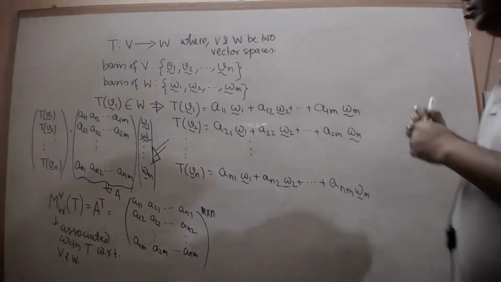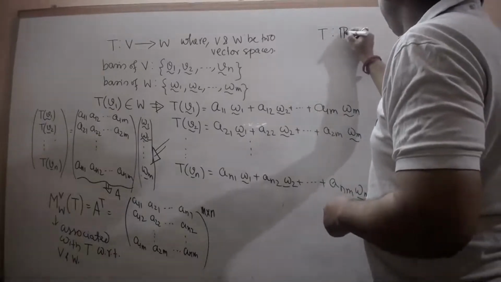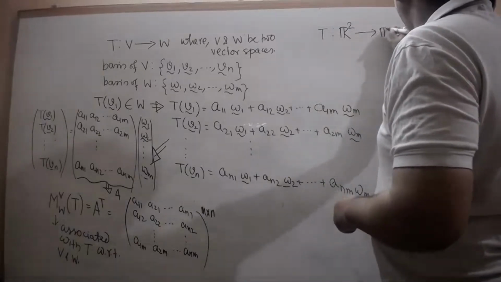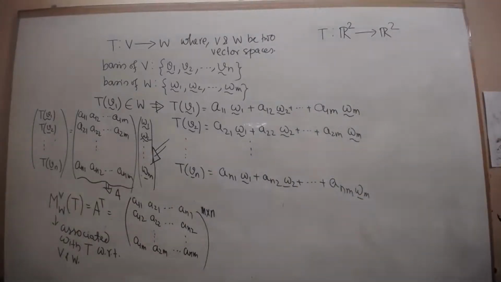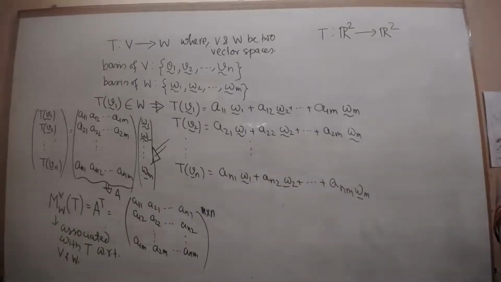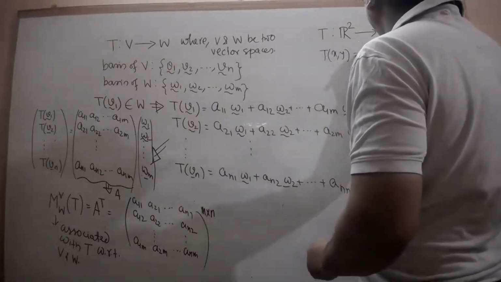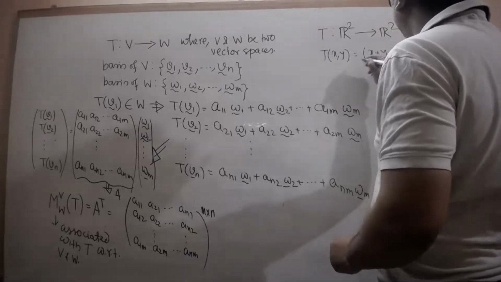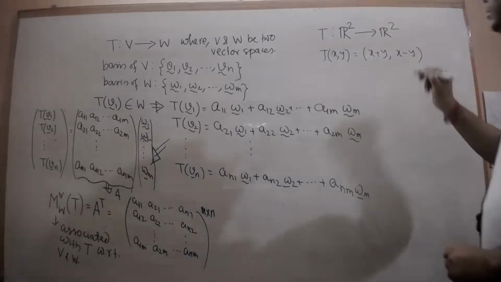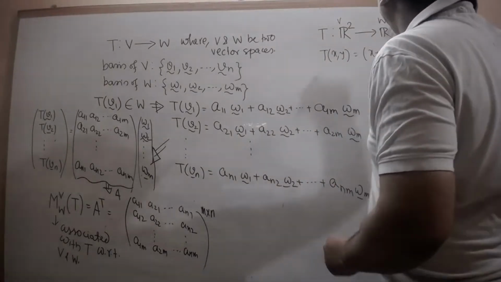Suppose we define a linear transformation from R squared to R squared, where T(x, y) = (x + y, x - y). So this is your V and this is your W.